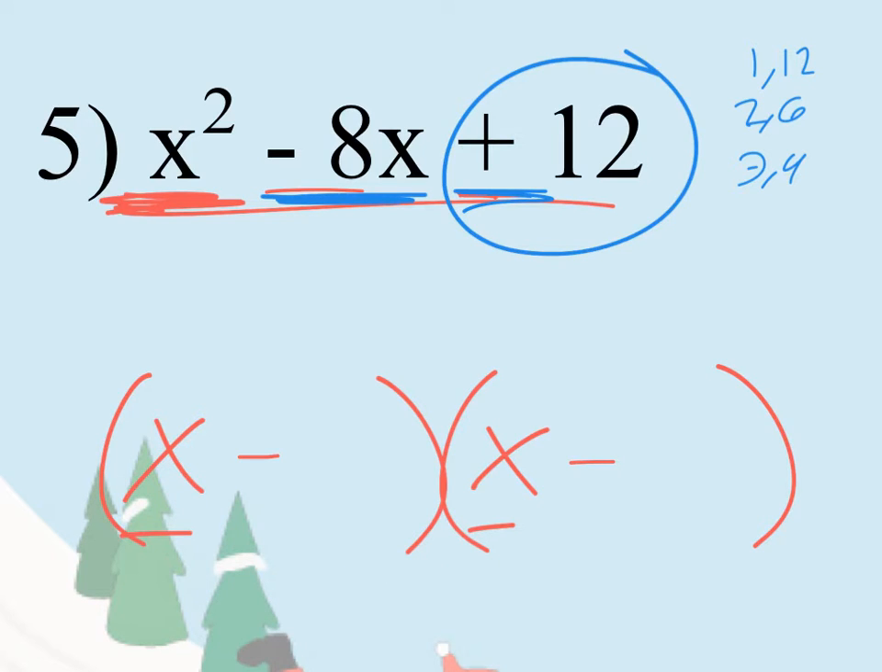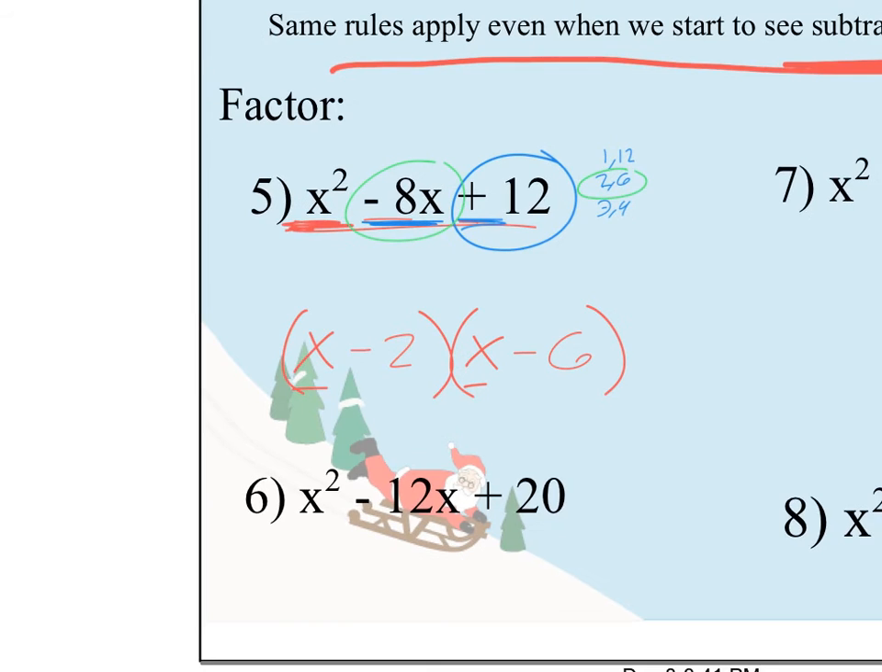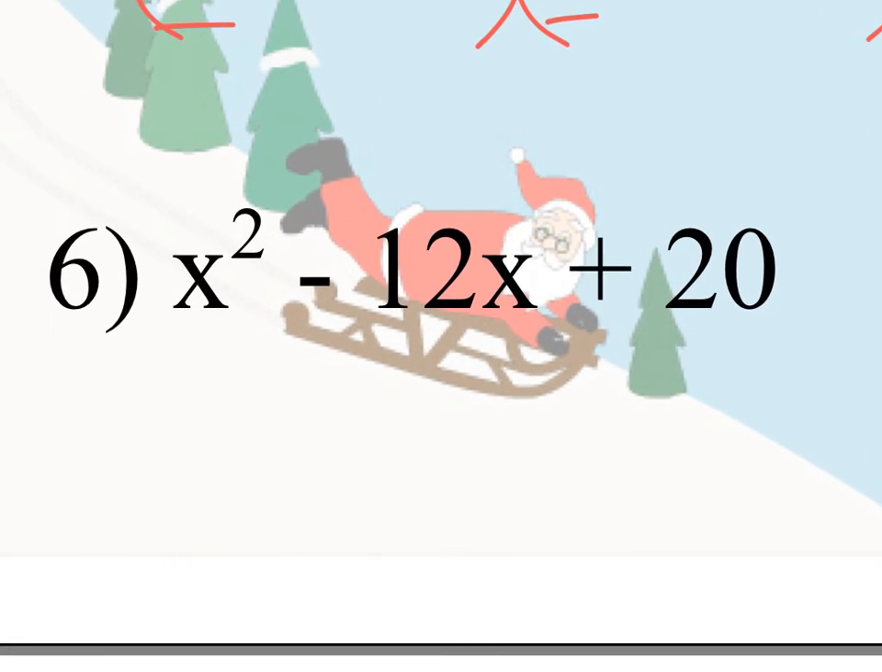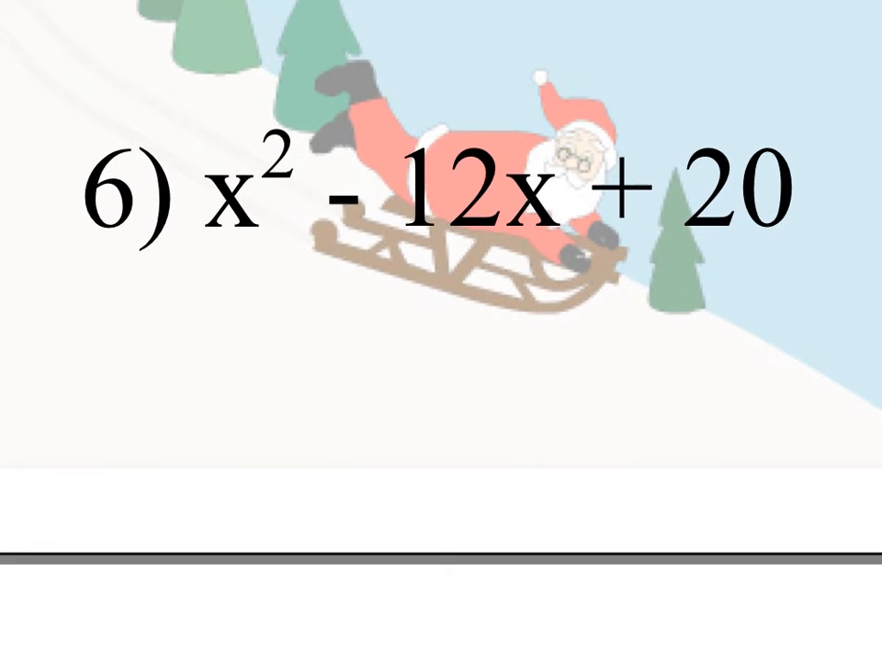And then I still want the factors to sum together to give me negative 8. Which set of factors is that? That's got to be 2 and 6. So x minus 2 and x minus 6 is what that one factors to. Okay, so even with negative subtraction signs, all the same rules still apply.